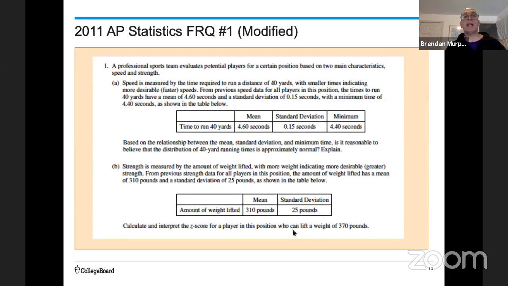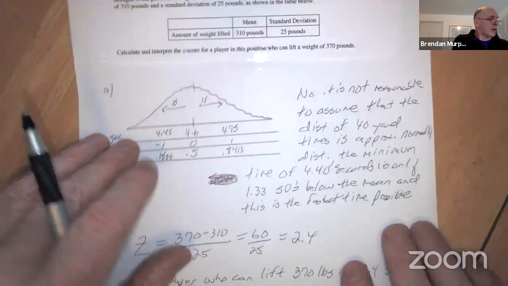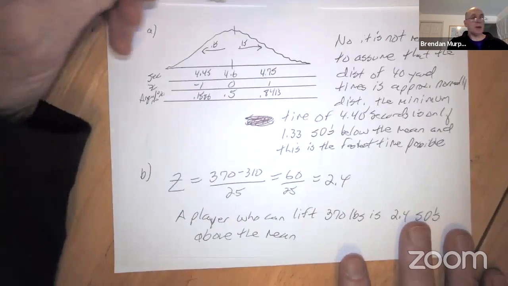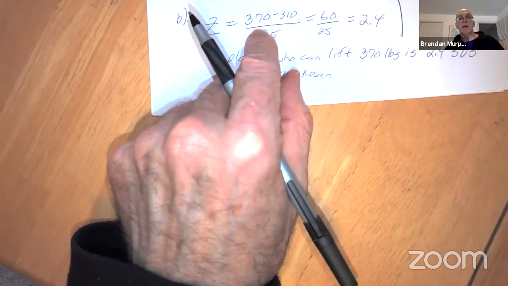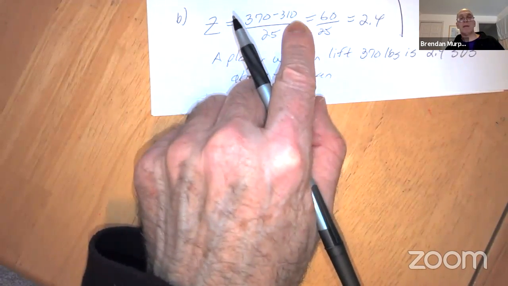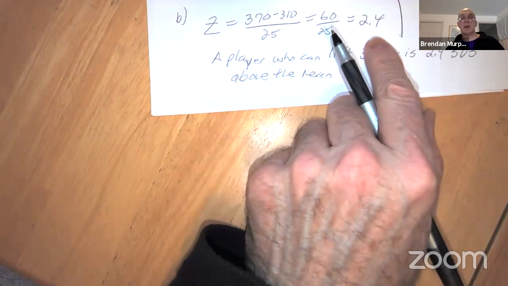That's way more than I can lift. Perhaps some of you, if you're real athletic, maybe you can lift 370 pounds. That's way past my prime here. So again, I'm going to draw my little picture. I didn't draw the picture in part B. I just found the z-score. So 370 pounds was my score, minus the mean of 310, over a standard deviation of 25. I got a z-score of 2.4.